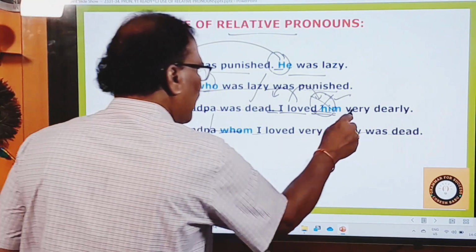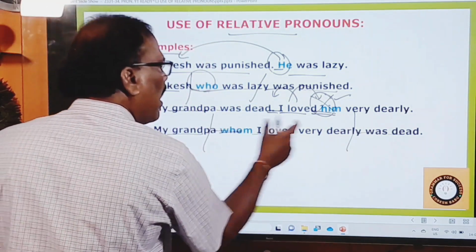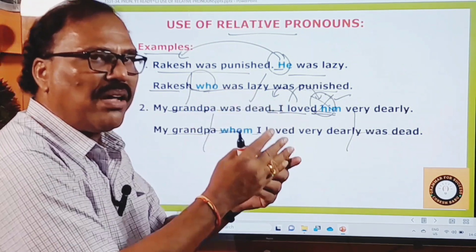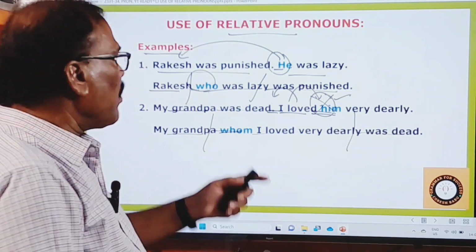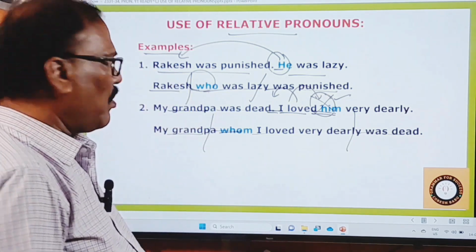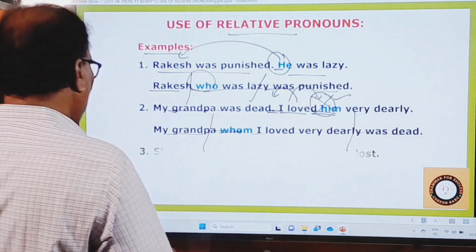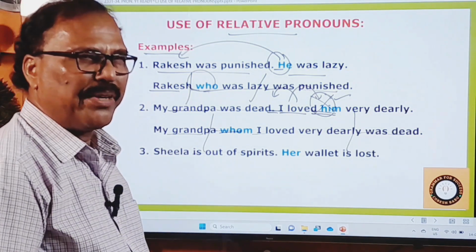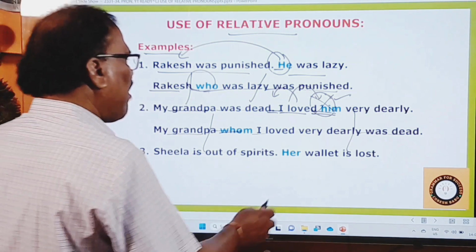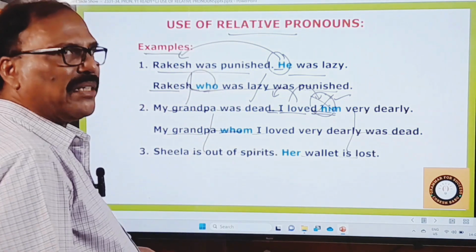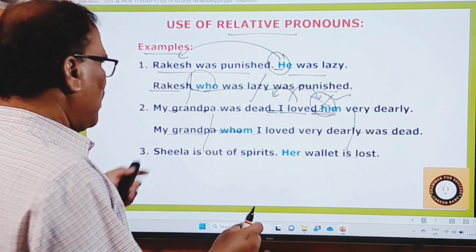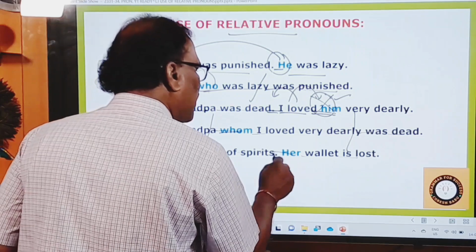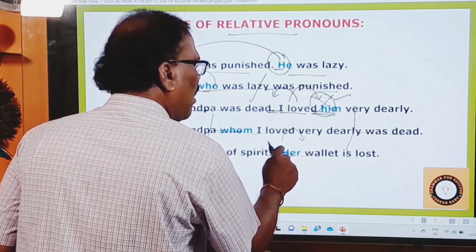So here you understand that. My grandpa, whom I loved very dearly, was dead. So this is how you have to join the two separate sentences using the relative pronouns. And one more example I would like to give you. Sheila is out of spirits. Out of spirits means unhappy or sad or sorrowful. Her wallet is lost. Her wallet means her money purse is lost. Okay, this is the sentence. And here we are talking about Sheila and about her wallet.